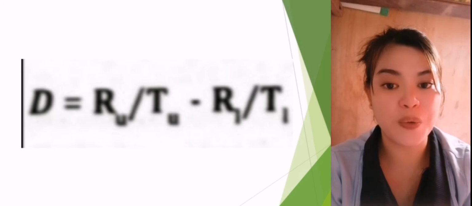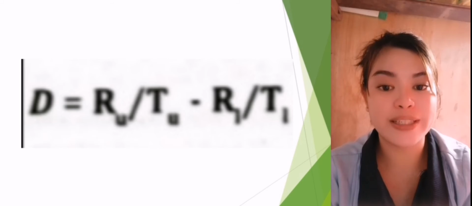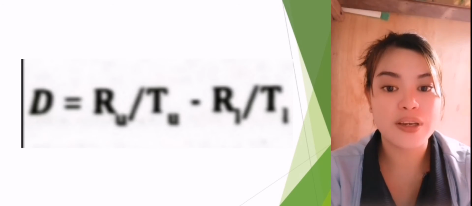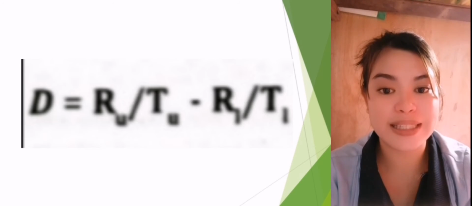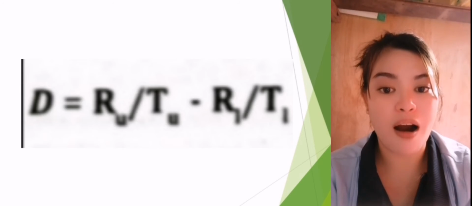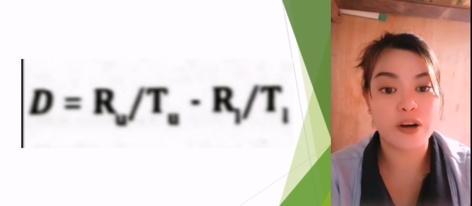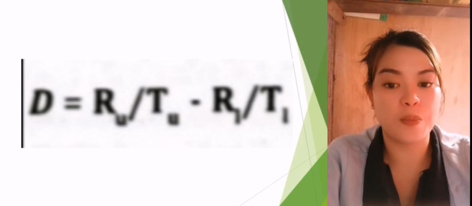D equals RU over TU minus RL over TL, where D is the item discrimination index, RU is the number of the upper group getting the item correct, while TU is the number of the upper group, RL is the number of the lower group getting the item correct, and TL equals the number of the lower group.